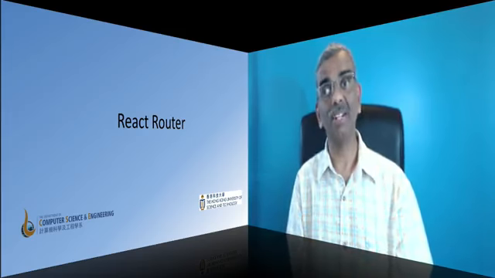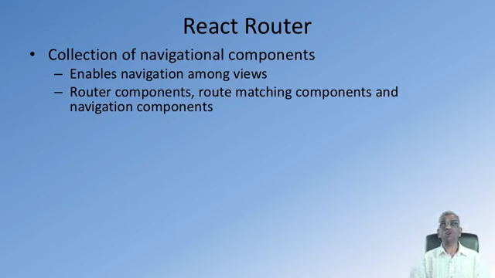Continuing with our discussion about React router, a React router is a collection of navigational components. These are React components themselves, and these React components enable us to navigate among various views or navigate among various pages. Now, the React router itself provides router components, then route matching components, and navigation components. We'll look at the use of each of these kinds of the route components and how we employ them for providing navigation among the views of our application.